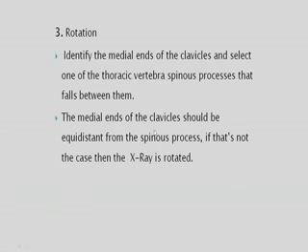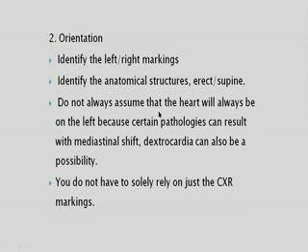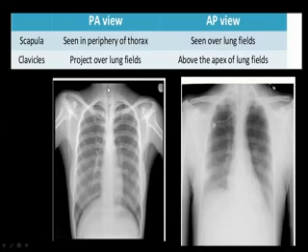So to know the amount of rotation, what we do is we try to see the spinous processes of the thoracic vertebrae. These dots which are marked here are spinous processes, like the upper thoracic vertebrae spinous processes we see. And these are the clavicles which I showed you. I'll show you this film again. See, these are the spinous processes of the thoracic vertebrae. And these are the clavicles.